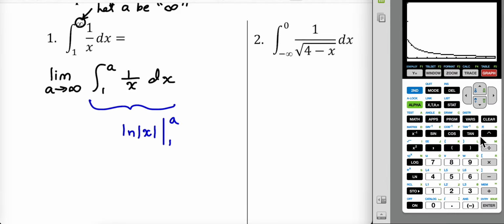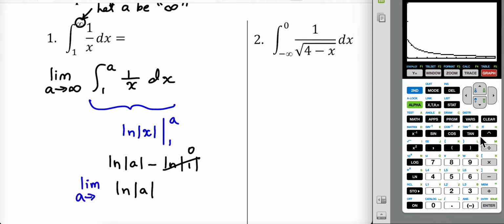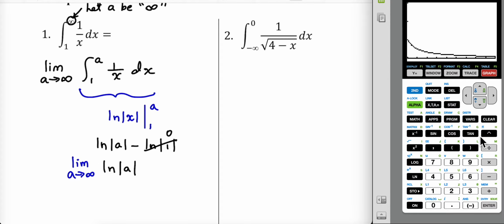All right, so that's going to evaluate to the natural log of a minus the natural log of 1. The absolute value of 1 is 1, so the natural log of 1 is going to go to 0. So we're looking at ln of a. All right, now we need to apply the limit as a approaches infinity for that expression.